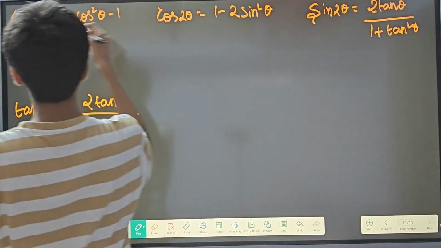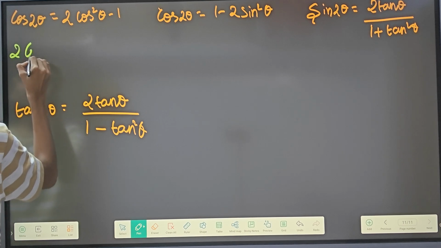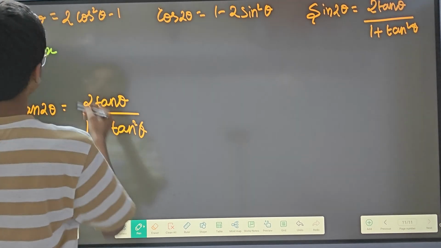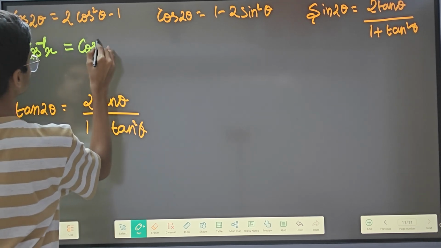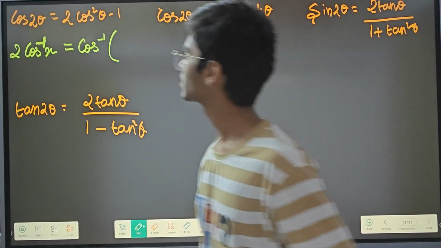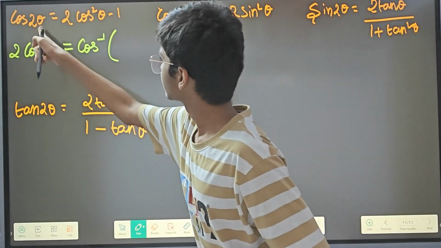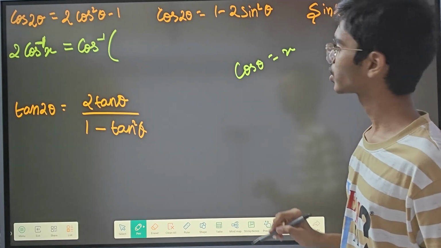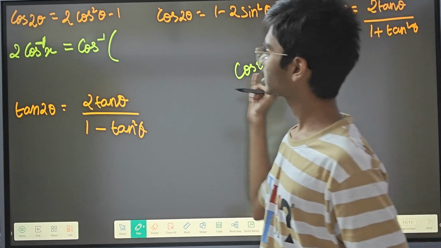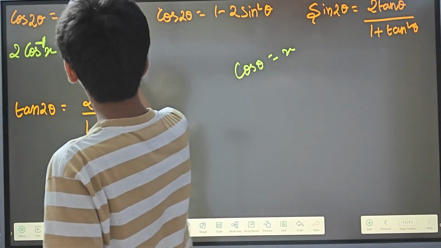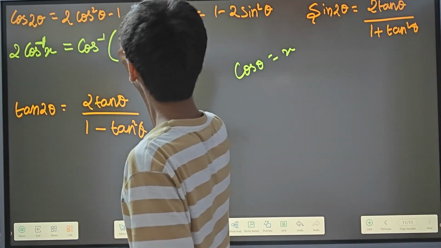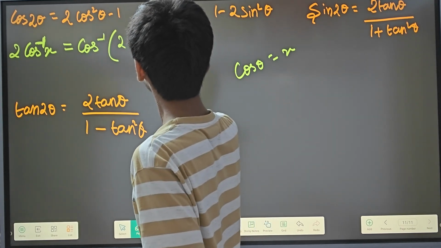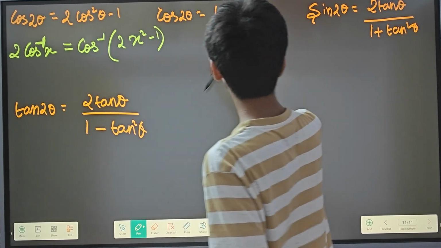Put cos inverse, so it will be 2 cos inverse x, which is equal to cos inverse of... What is this theta? Cos theta is equal to x. That is what you always have to assume over here. So here cos square theta is going to be x square minus 1.